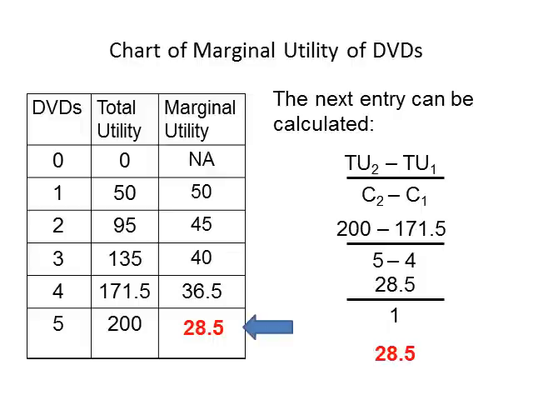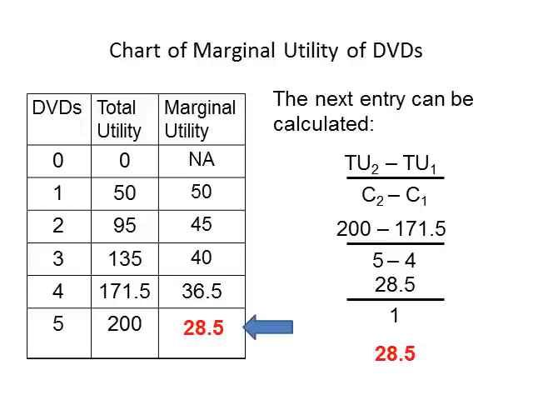Write down the formula for the marginal utility, substituting the values into the formula. In this case, TU2 is 200, TU1 is 171.5, C2 is 5, and C1 is 4.